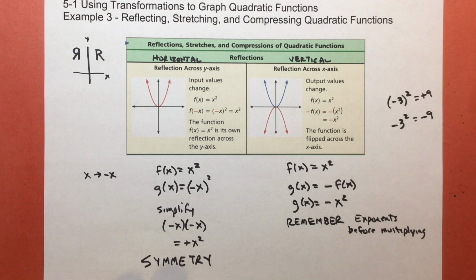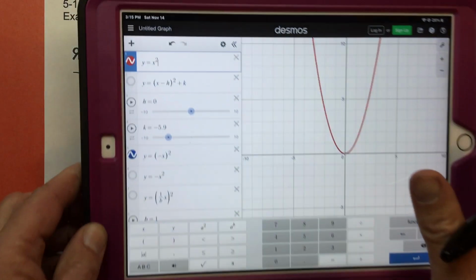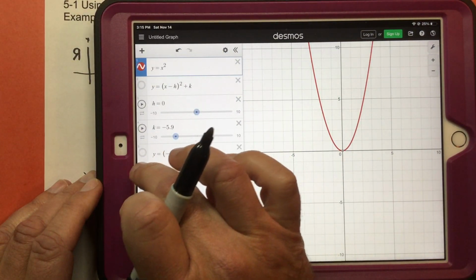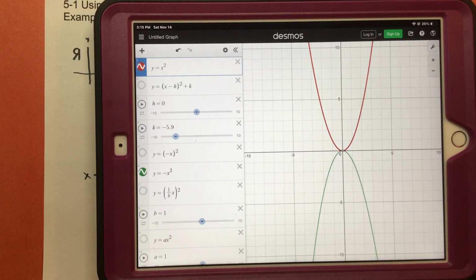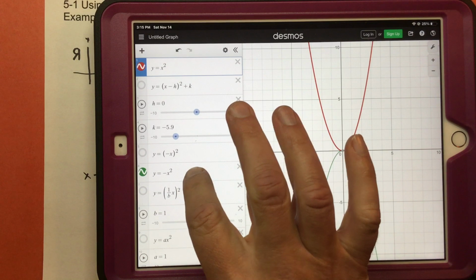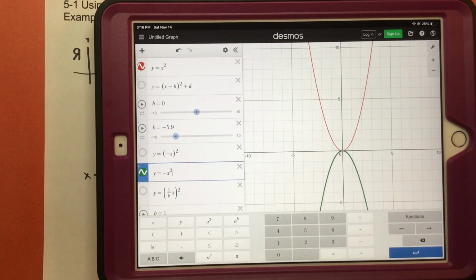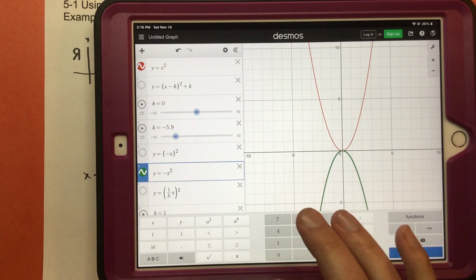All those times I keep saying parentheses are important, this is where we're going to run into problems if we don't use them. Let's look at Desmos and see what happens with this. So I'm going to hide that one. I'm going to show you that one. There it is. So notice that the red got flipped down to the green. Here's the red. Here's the green.